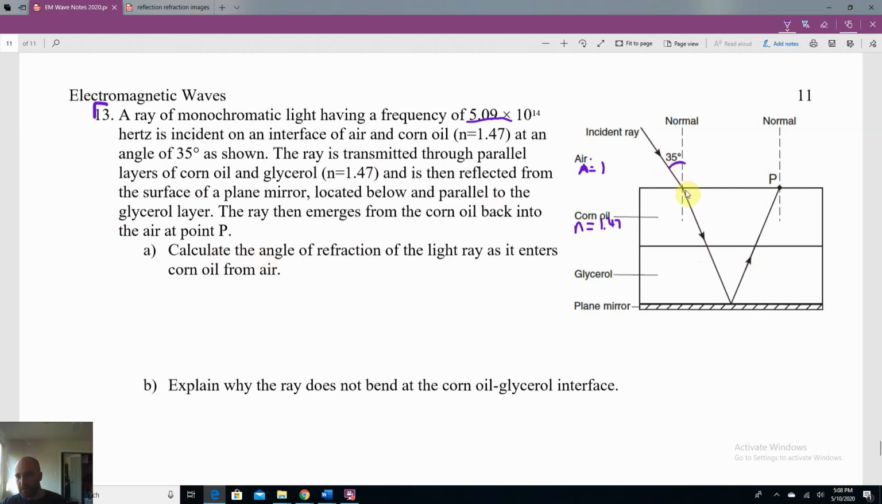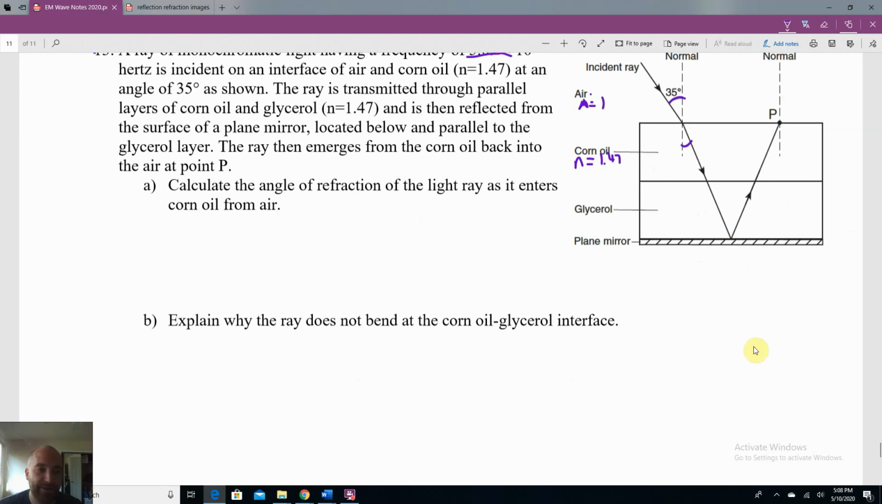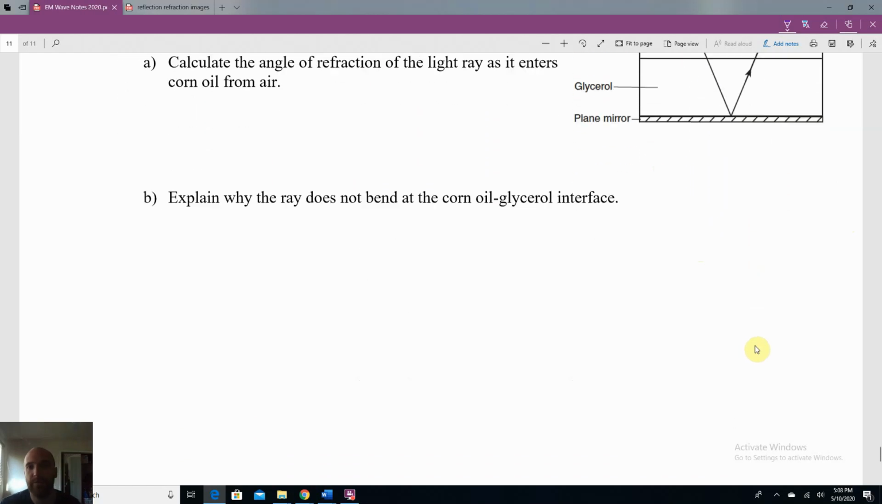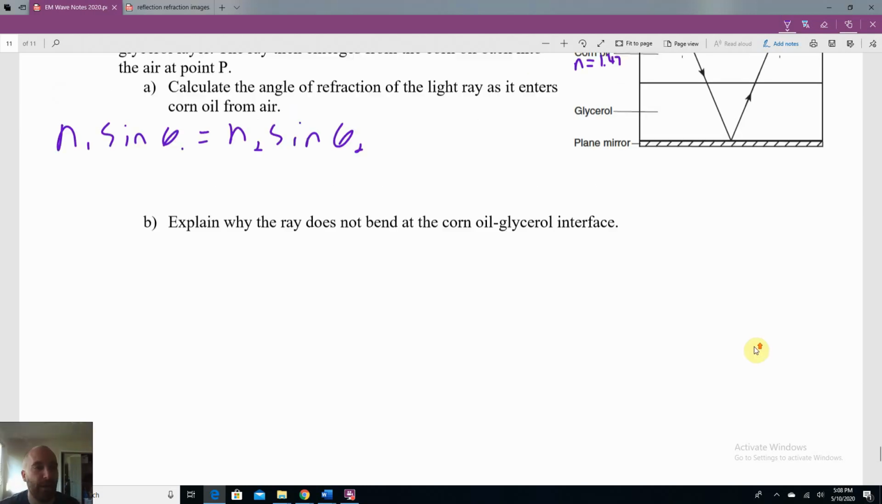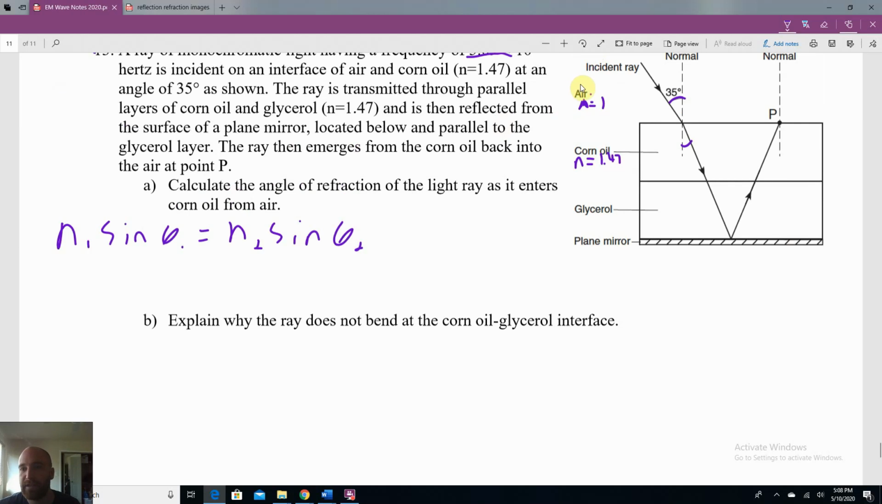So notice we don't go straight here. It kind of bends a little bit. We have this angle of refraction, which we're going to solve for. And again, the equation that describes this is n1 sine theta 1 equals n2 sine theta 2. So once you see that it's this refraction idea with the angles and the indices of refraction, this is the thing we do. Material 1 is going to be air, which has an index of 1. So 1 times sine of theta 1.